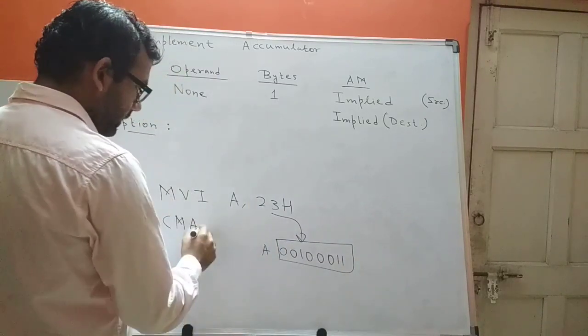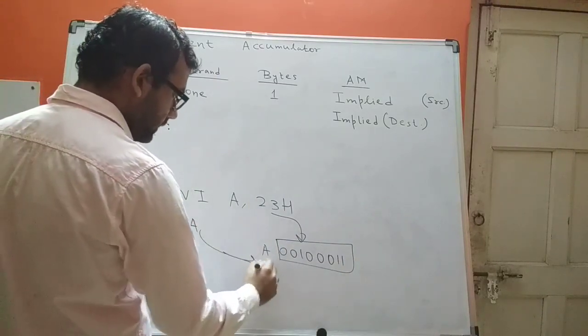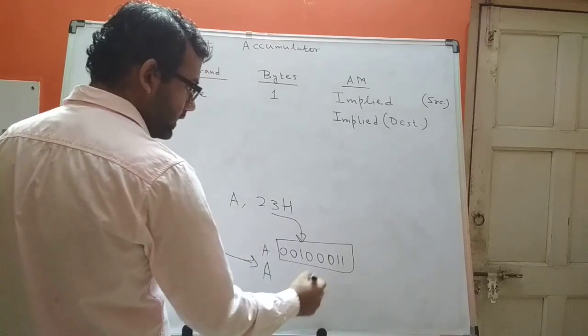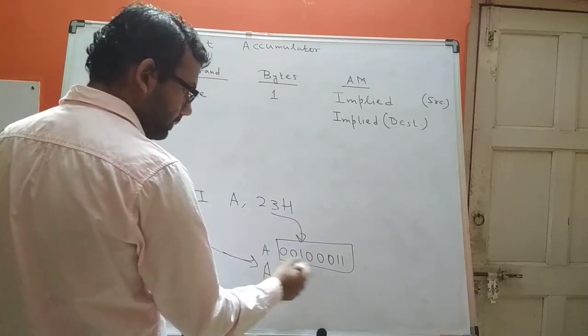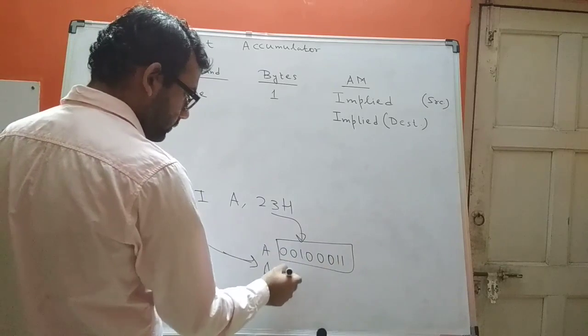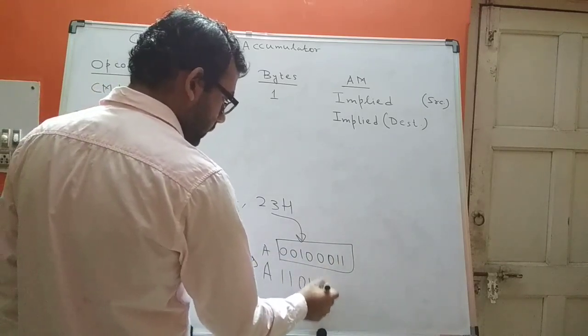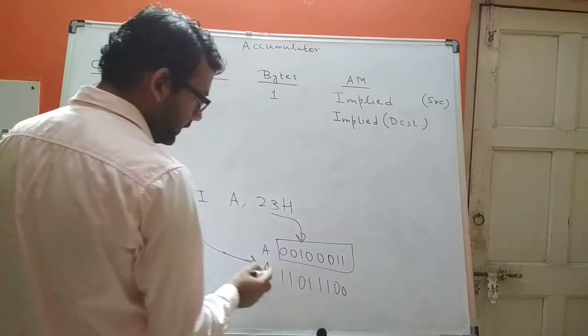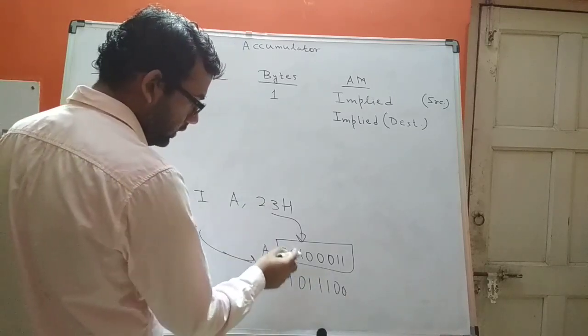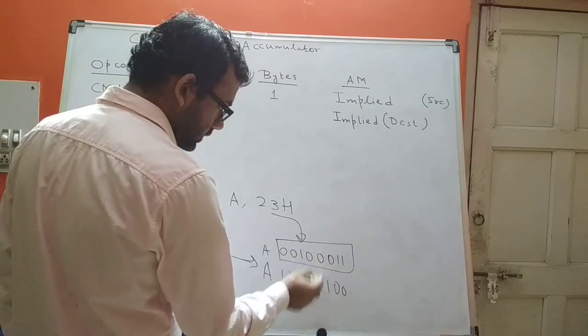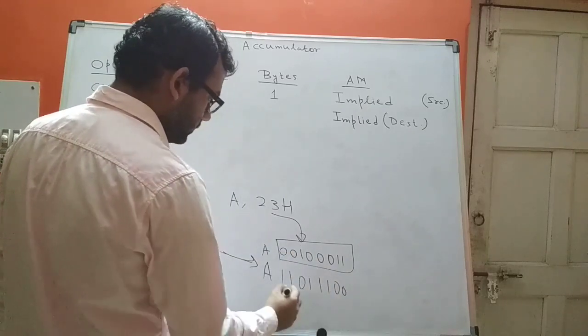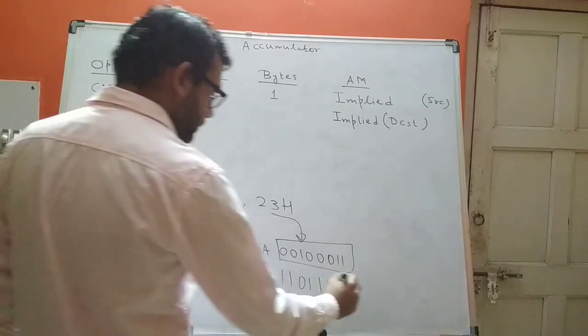If I do a CMA, what will happen is the zeros will change to 1 and the ones will change to 0. A simple ones complement operation. So this is 1101 and this is again 1100. So have I done it right? 0 changed to 1, 1101, is 1100. Yeah. So what will be the value that will be stored in the accumulator?